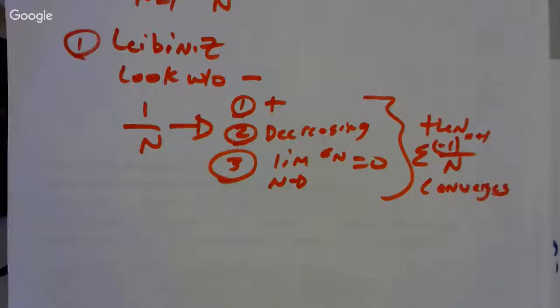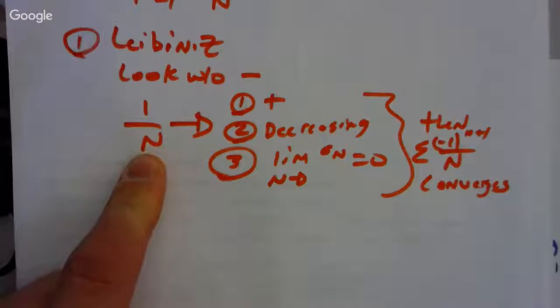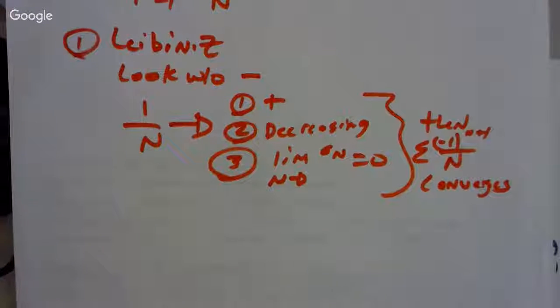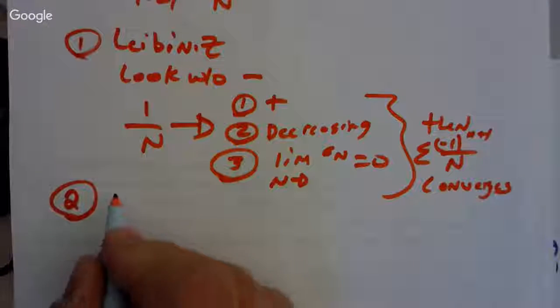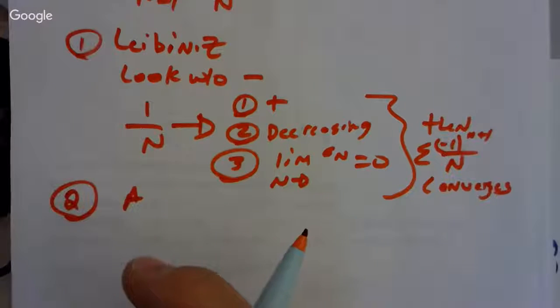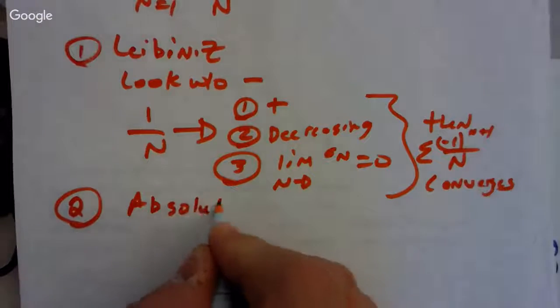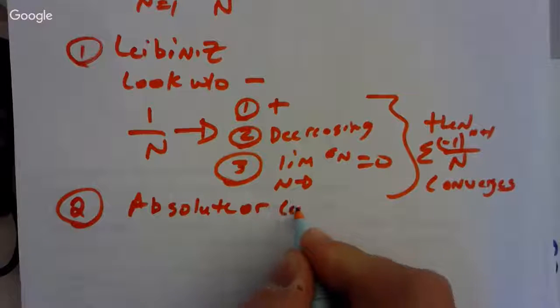Then we just got to figure out, is it absolute or is it conditional? If it's absolute, then this is also going to be converging. If it's conditional, then this by itself would be divergent. So then, second thing we do is we look at, is it absolute? Hold on a second, let me get my note out on this. Is it absolute or conditional?